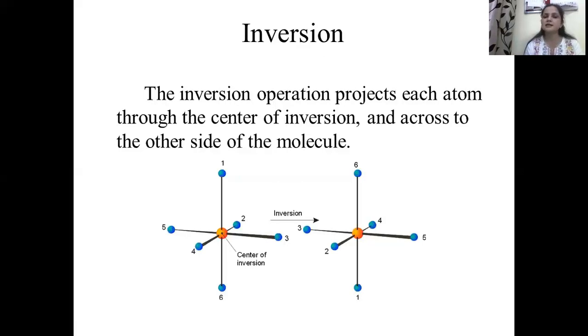Let us take another example, an octahedral molecule. How will I explain in this case? Now I am extending position 1 to 6, 4 to 2, 5 to 3. Again, they all pass through a single point, this metal atom. So that's why this point is called your inversion point.